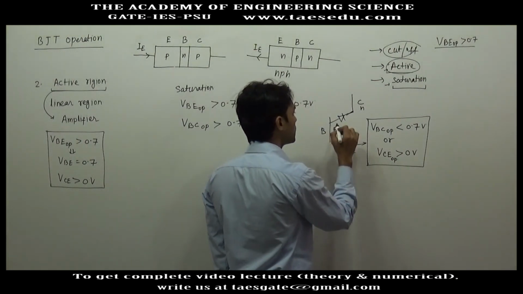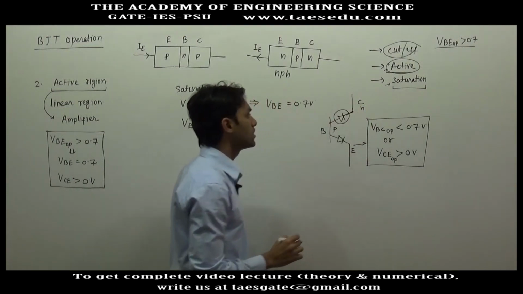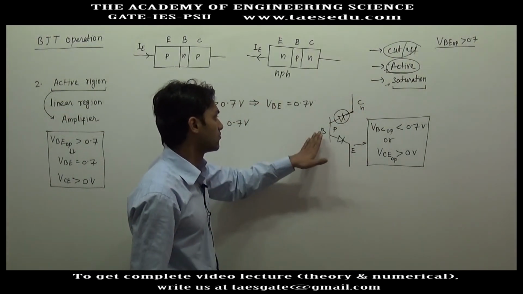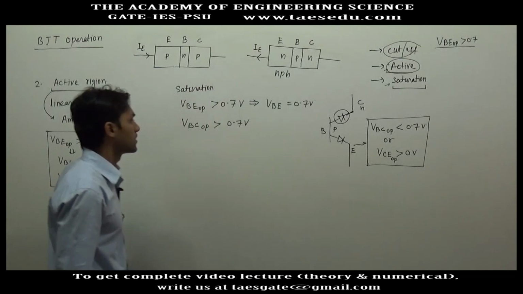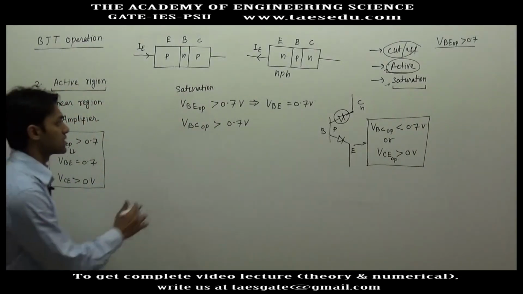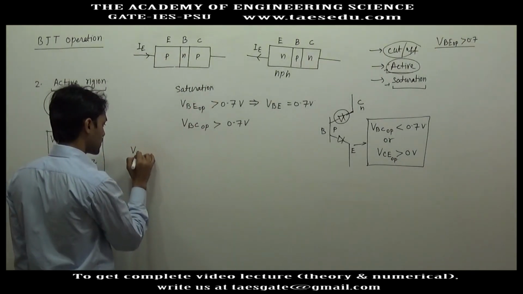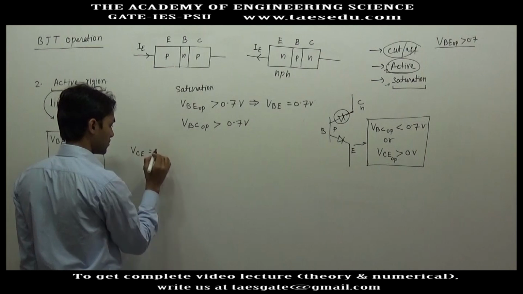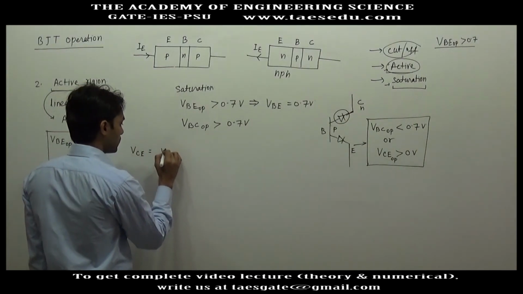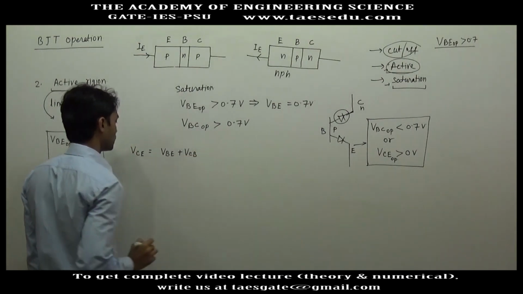This we have already done. So this diode should also be in forward mode. So VBC open circuit will be greater than 0.7 volt. And what is the relationship between those three voltages? We got the relationship as VCE is equal to VBE plus VCB.